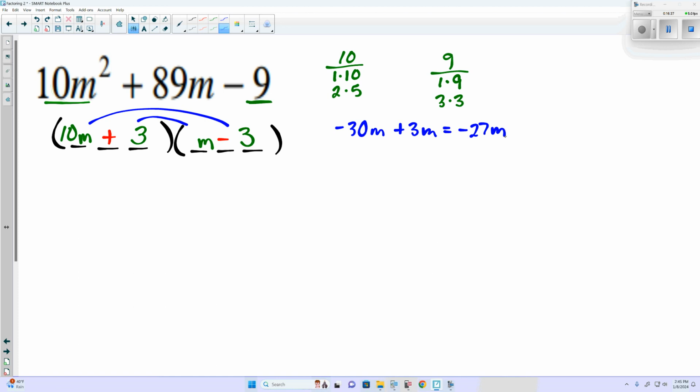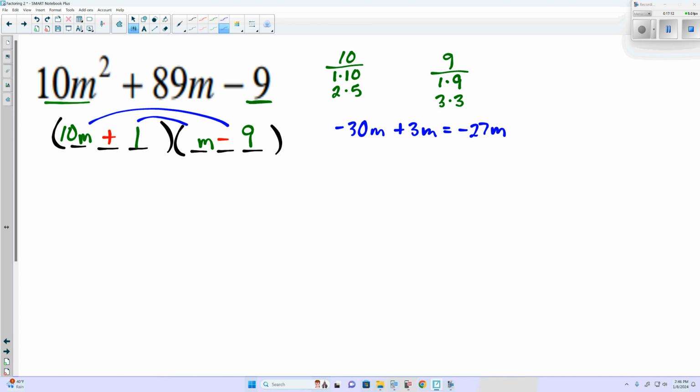No. Yes, we can flip. Well, we can flip the 3 and 3, but that would give us the same thing, yes? So we can switch it to the 1 and 9, because flipping the 3 and 3 wouldn't give us anything different. Flipping the 1 and 10 would give us the same thing. Then we would have to switch out the 10 and 1 and try it again with 2 and 5.